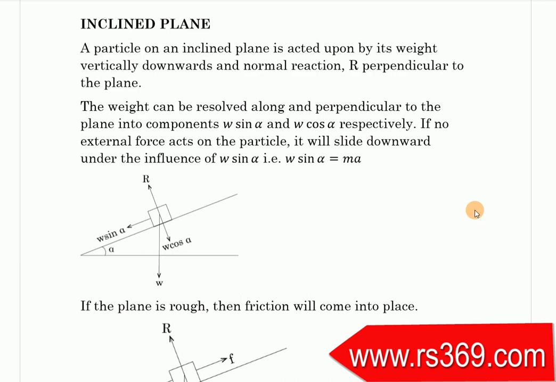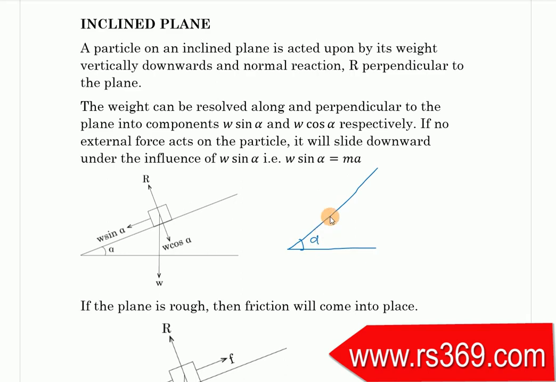The weight can be resolved along and perpendicular to the plane in two components, W sin alpha and W cos alpha respectively. If no external force acts on the particle, it will slide downwards under the influence of W sin alpha. And so we are saying that the resultant force there, W sin alpha, is equal to m times a. We'll look at this. I have this one.